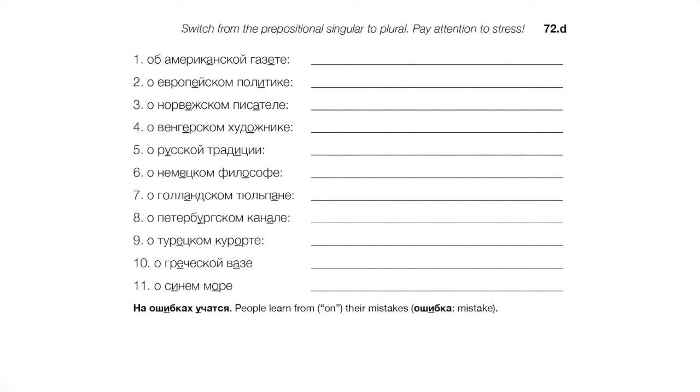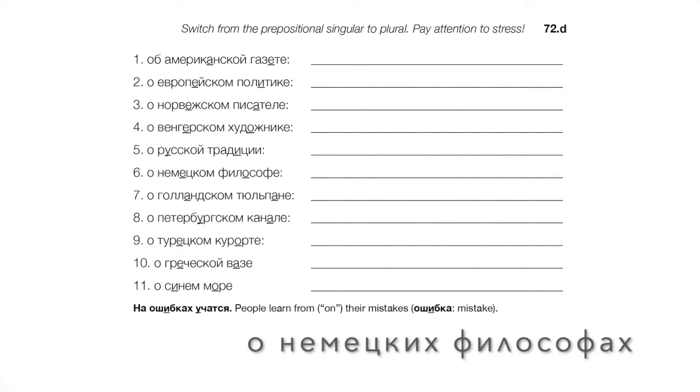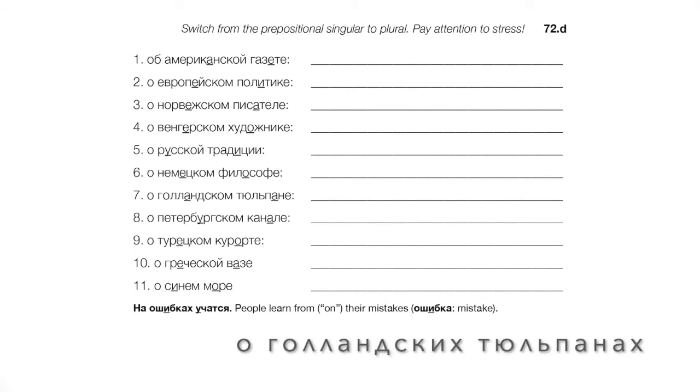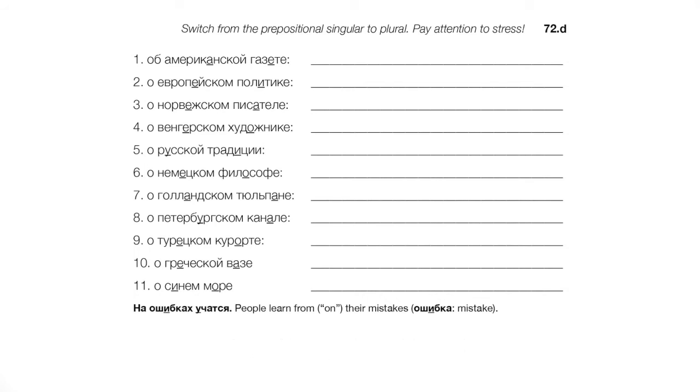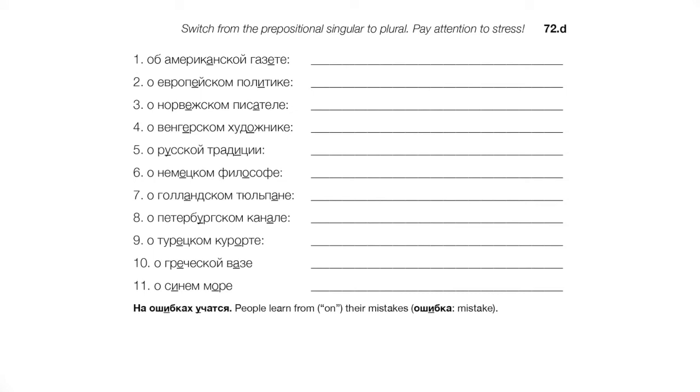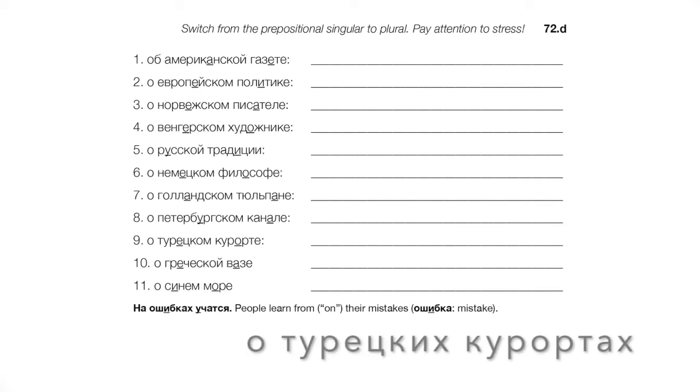Шесть, о немецком философе, about a German philosopher. So plural would be о немецких философах. Philosophy, remember, is философия. A philosopher is философ. Семь, about a Dutch tulip. О голландском тюльпане. Plural would be о голландских тюльпанах. Восемь, о петербургском канале, about the Petersburg Canal, of which there are many, so we could talk about the Petersburg Canals, о петербургских каналах. Девять, о турецком курорте, about a Turkish resort, о турецких курортах.